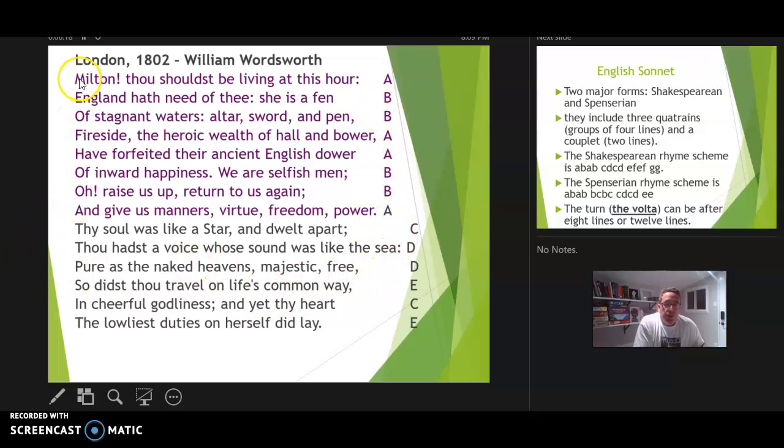And you can see too that the first octet, the first 8 lines, is setting up the problems with England, right? At this time, England is stagnant. They've forfeited their ancient English dower. It's a time of decline for England. The first 8 lines are setting up that problem, and the last 6 lines are setting up how great Milton is. He's talking about John Milton, the poet, the guy who wrote Paradise Lost. The last 6 lines are about how great Milton is and why he would be the savior of England. Okay, so that's the Italian sonnet.